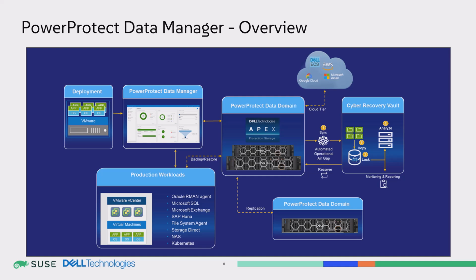Using Cloud Tier, you can move backups to a cloud after a certain amount of time. So this enables you to get the most out of the on-premises protection storage investment while maintaining compliance, governance, and retention of backups in cloud. You can also physically isolate the critical data to a cyber recovery vault using the Dell PowerProtect Cyber Recovery solution to achieve a swift recovery in the event of cyber attack.